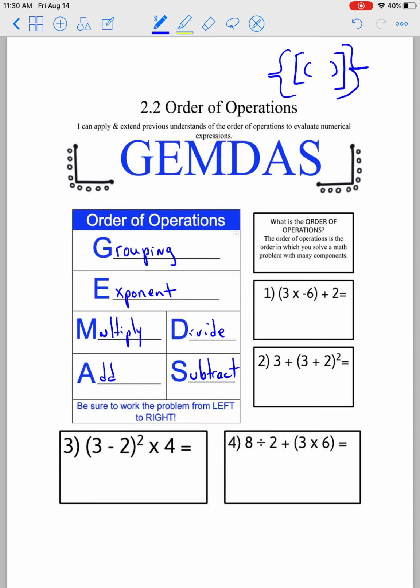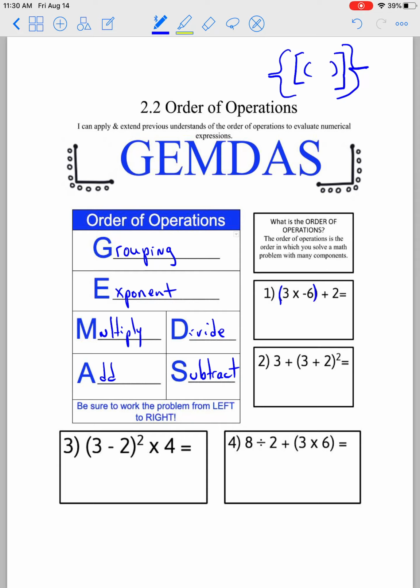In any case, GEMDOS is grouping, exponent, multiply, divide, add, and subtract. And you want to scan your problem left to right using GEMDOS as a roadmap to solving the problem. I'll look over a couple examples with you.